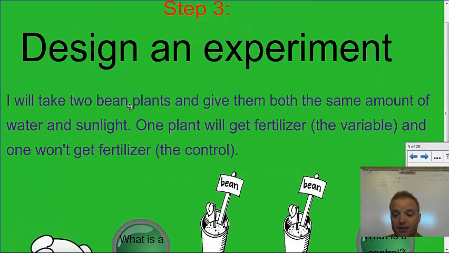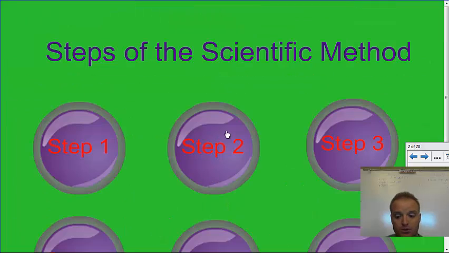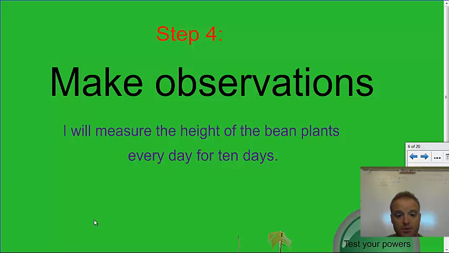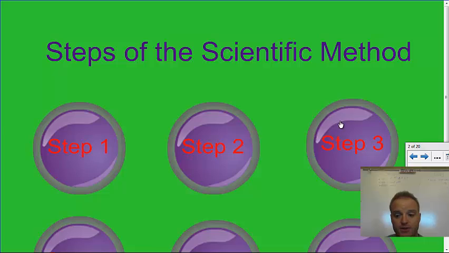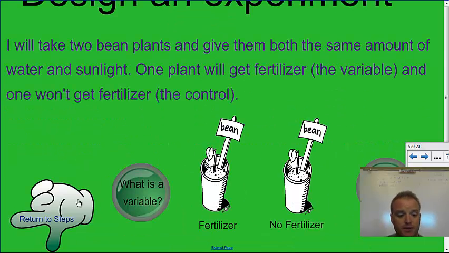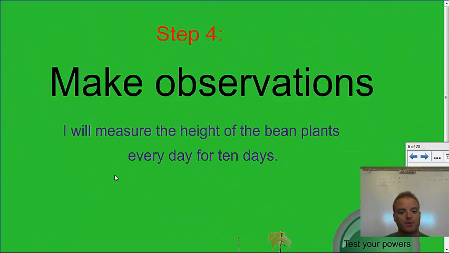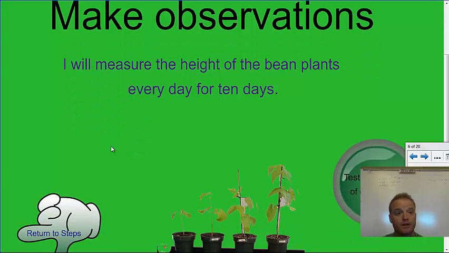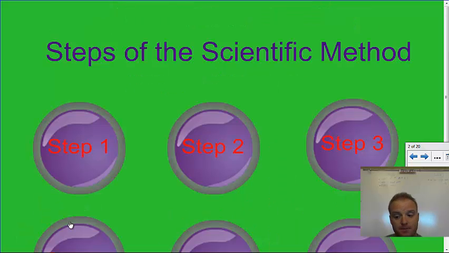So we designed an experiment. So what's next? Step number 4. Actually, did I click on step 3? We did. Okay, I was right. So step number 4 is to make observations and record data. In this case, I will measure the height of the bean plant every day for 10 days. I'm going to record that height, that observation, every day for 10 days, and hopefully that will give us some results that we can make sense of.